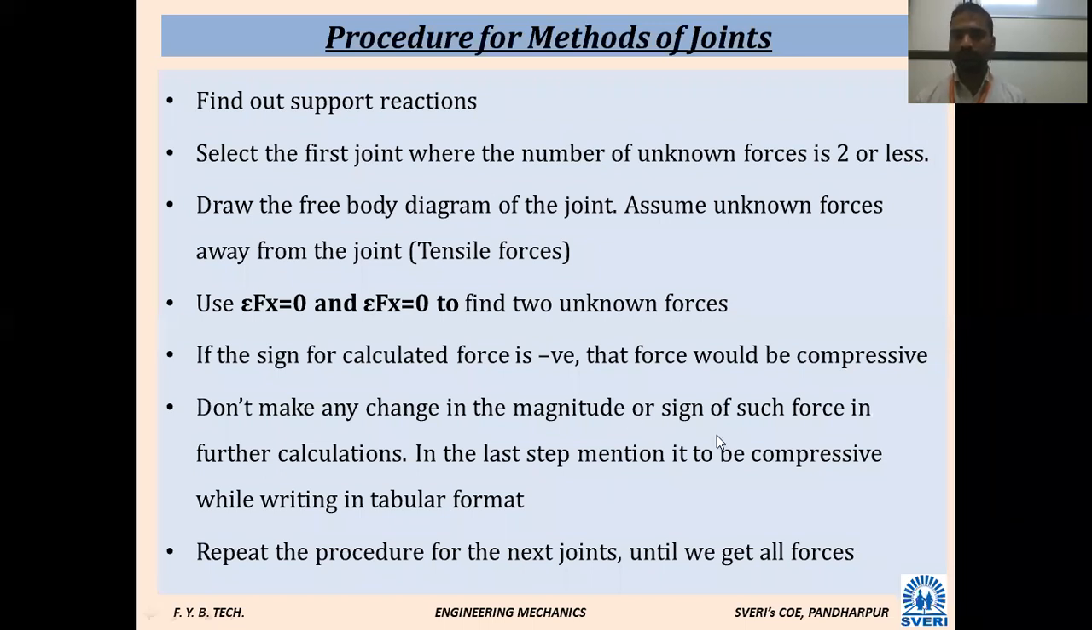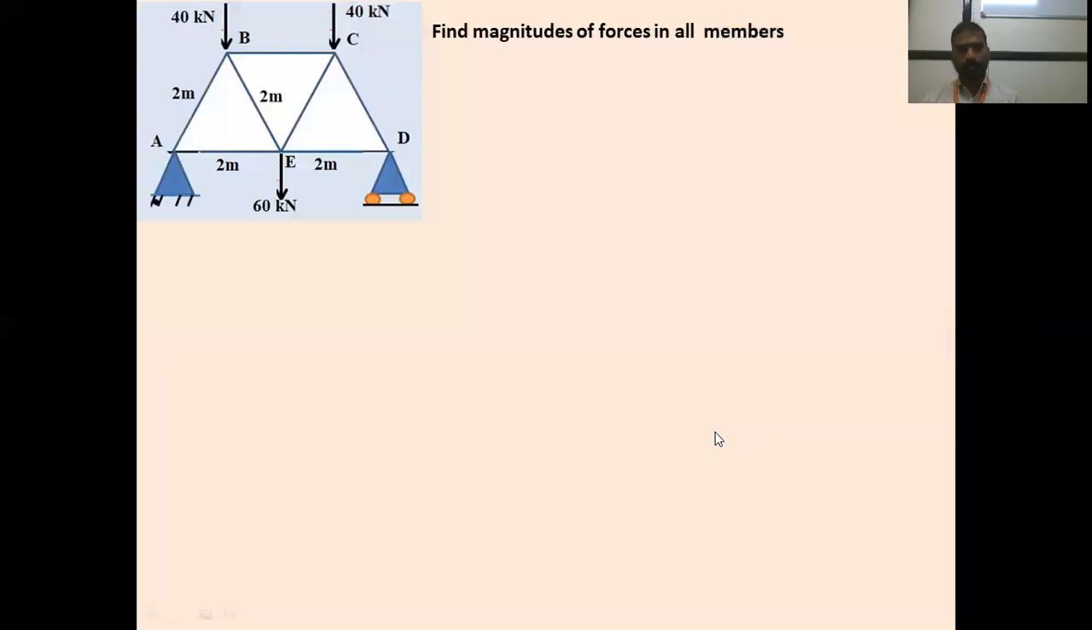Is it clear, everyone? Yes, sir. We will take this problem and we will solve. We will find out all the forces in the members. Members AB, BC, CD, DE, BE, CE. How many members are there? 3 plus 3, 6, 7. Okay, 7. So first you should check whether it is determinate or indeterminate. How to check? M is equal to 2j minus 3.